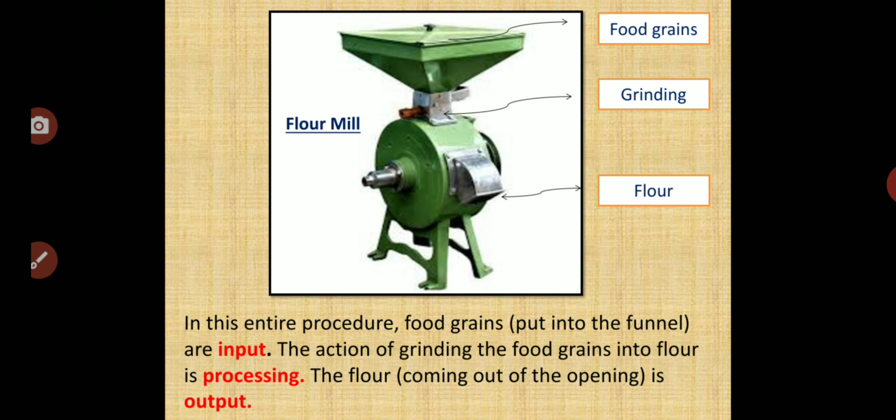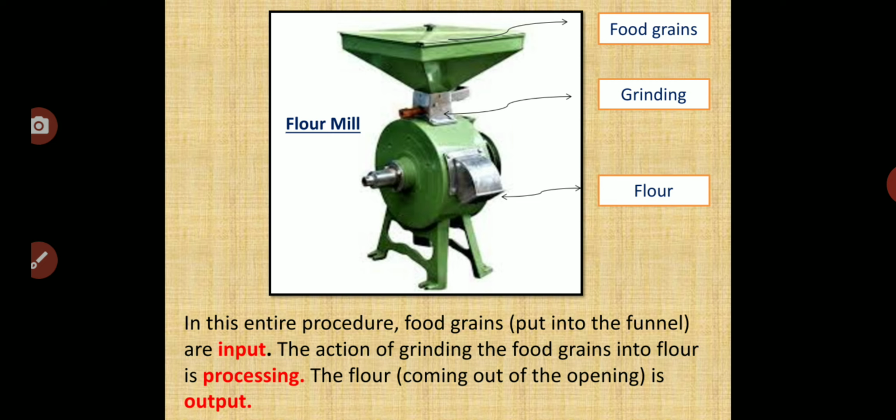In the same process, a computer also works. Means upside, food grain put into the funnel is known as input, and slowly crushed, that is grinding, is known as processing. And the third arrow, flour coming out at the bottom, is known as output. Okay, understand the flour mill example.